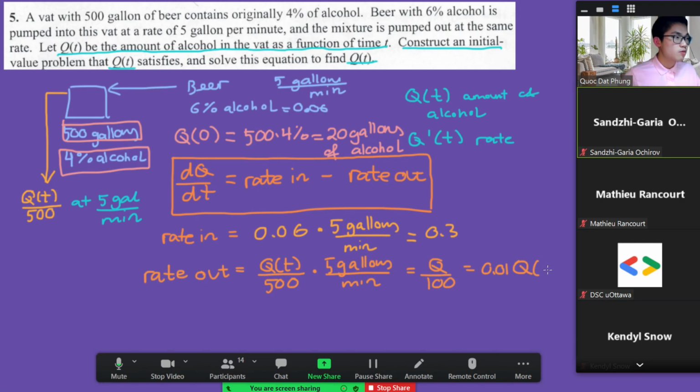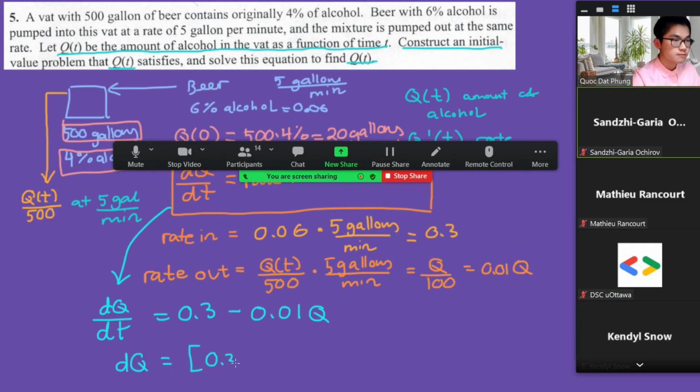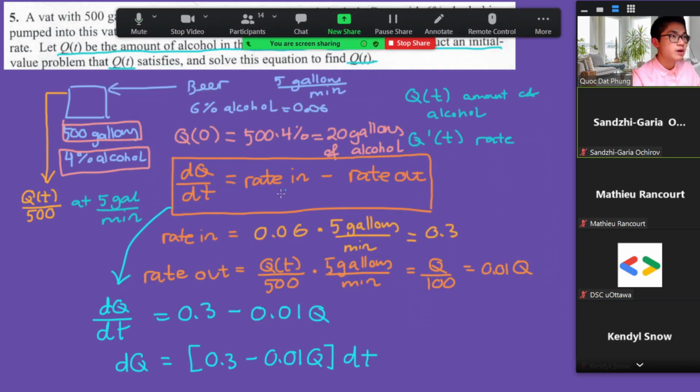Okay, so we are ready to solve this equation. From this right here, we get 0.3 minus 0.01Q. Now we multiply both sides by dt, and we get this. It's just a differential equation. So are we good with everything up here? I'm going to start erasing things.